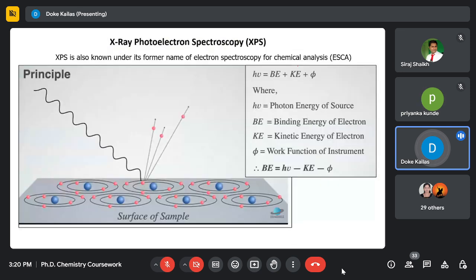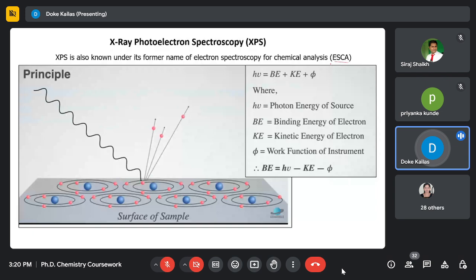But nowadays, electron spectroscopy for chemical analysis, ESCA, normally it is pronounced as ESCA. This technique, XPS, is useful for chemical state analysis also, quantitative analysis also. So therefore, the name ESCA is replaced by X-ray photoelectron spectroscopy rather than electron spectroscopy for chemical analysis. Okay.